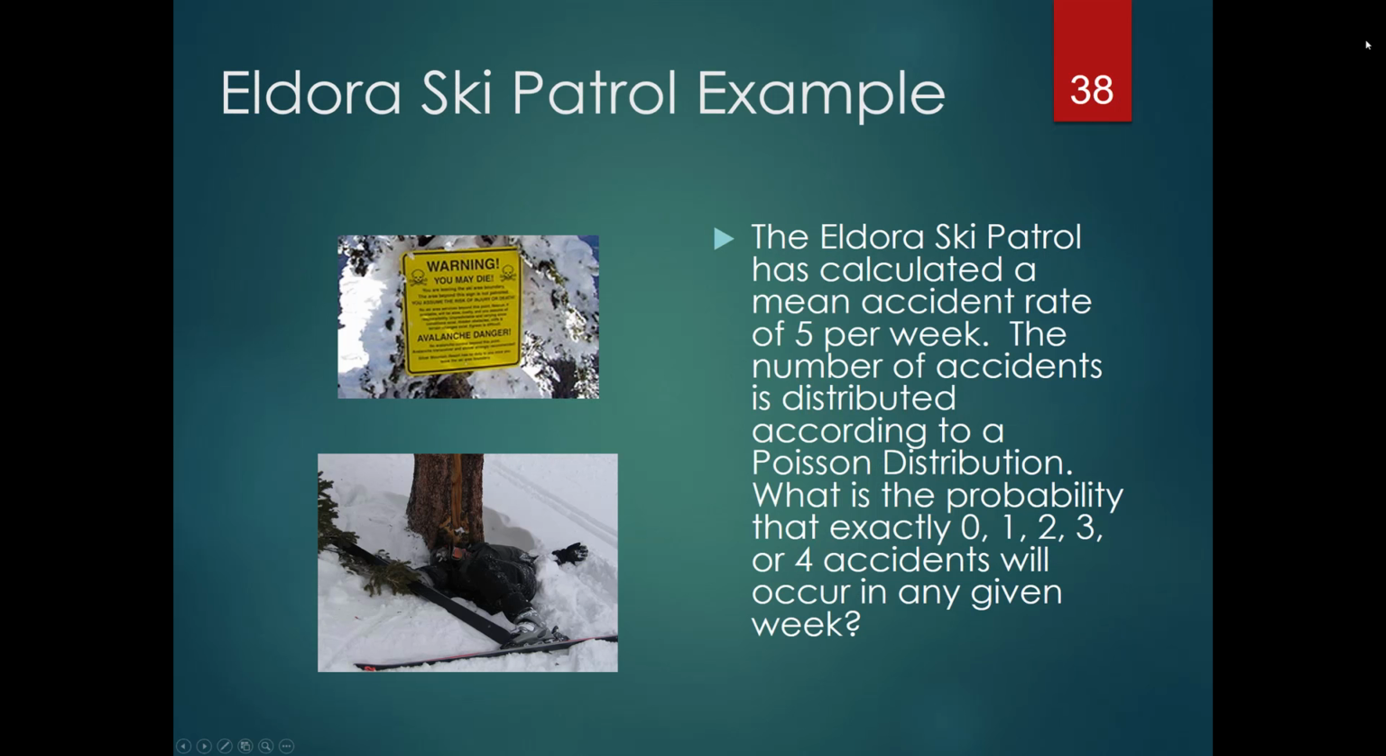Another problem, Eldora Ski Patrol example. The Eldora Ski Patrol has calculated a mean accident rate of 5 per week. Notice the 5 per week, so that kind of tells me this might be a Poisson problem, and the mean is 5. The number of accidents is distributed according to a Poisson distribution. What is the probability that exactly 0, 1, 2, 3, or 4 accidents will occur in any given week? Now this is one where, the way it's worded, you could actually plug in x equals 0, x equals 1, x equals 2, or you can do 4 or less. The way it's worded, I would make it more clear on an exam, but the way it's worded here, it allows us to do it both ways. So let's take a look at that.